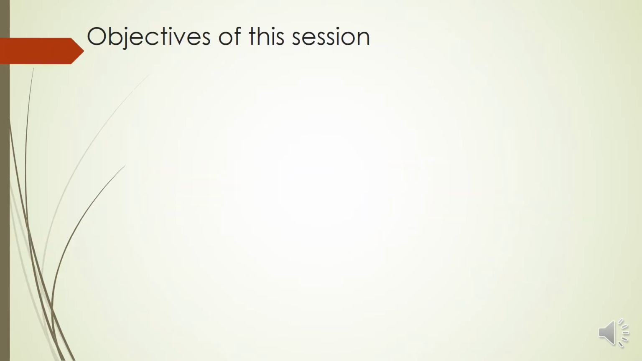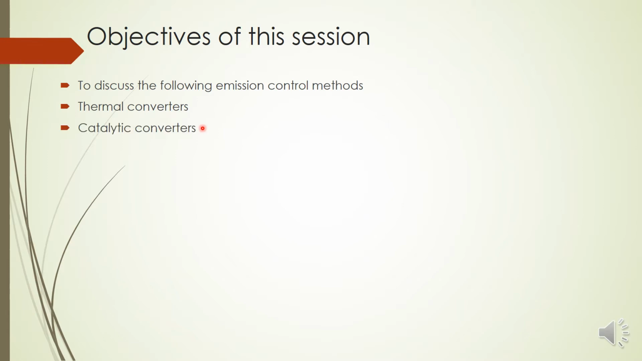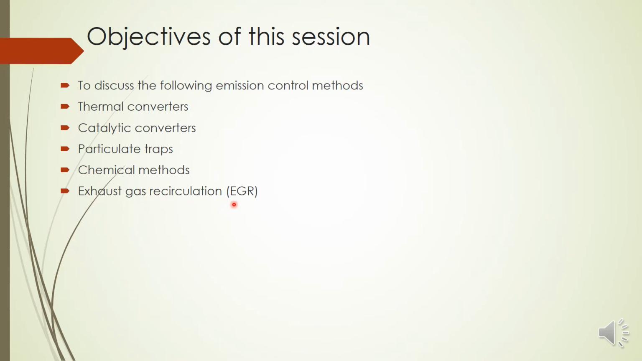So the main objective of this class is to discuss the following emission control methods. First we will discuss thermal converters, then catalytic converters and their working. What are particulate traps and how to use them. Then we will discuss the chemical methods for reducing emission. And finally, we will cover exhaust gas recirculation, which is known as EGR.